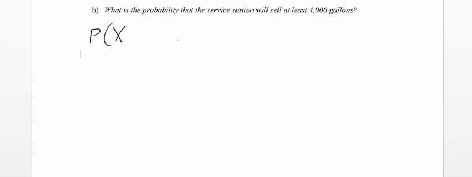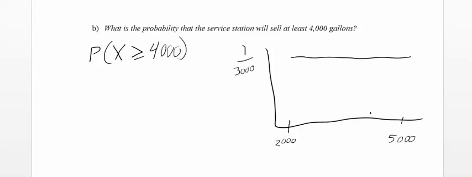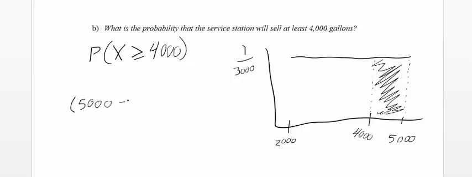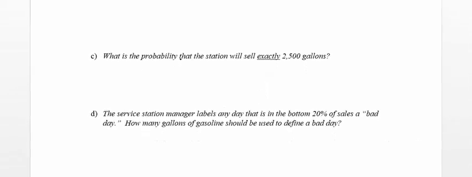Okay, let's continue. What's the probability the service station will sell at least 4,000? What's the probability that the amount of gasoline we sell is at least 4,000? Again, I can have the equals there. It does not make a difference. This is a continuous probability distribution. Okay, so I want the probability, or the area under the curve that's past 4,000. So I want to calculate this shaded rectangle here. I'm doing the same thing, base times height. Now my base is the length, the difference between 5,000 and 4,000, times the height, 0.3333.